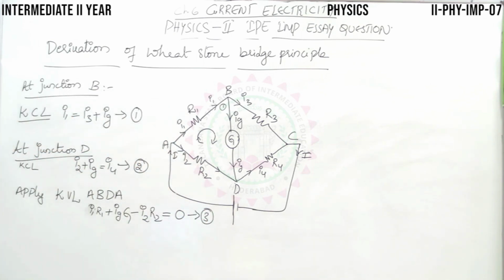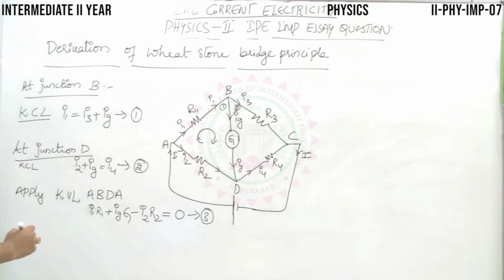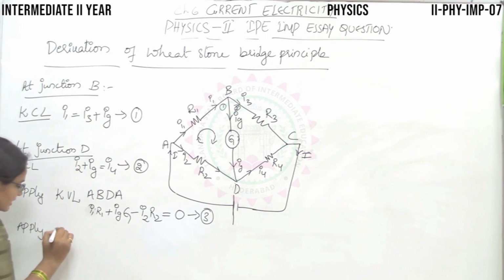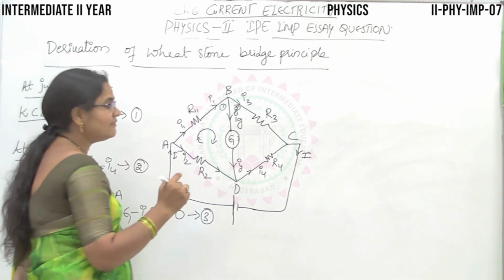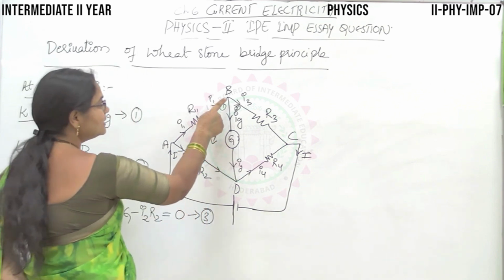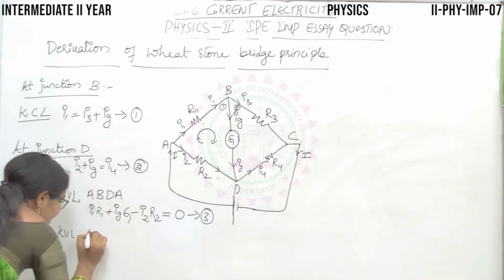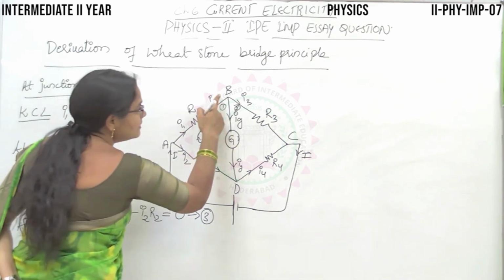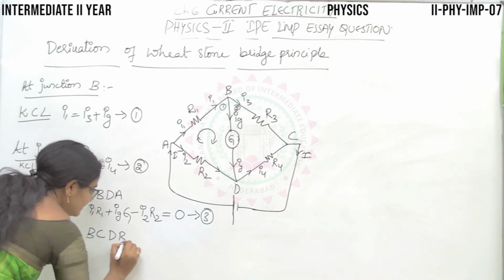In a similar fashion, apply Kirchhoff's voltage law to the second loop. Shall we name the second loop? B, C, D, B. Very good. So, applying Kirchhoff's second law to the second loop B, C, D, B, what do we get?